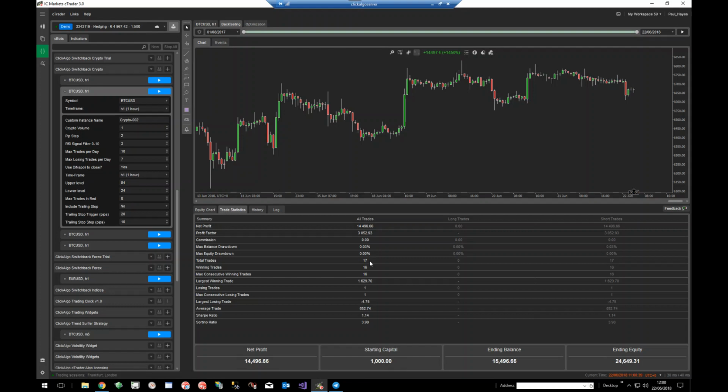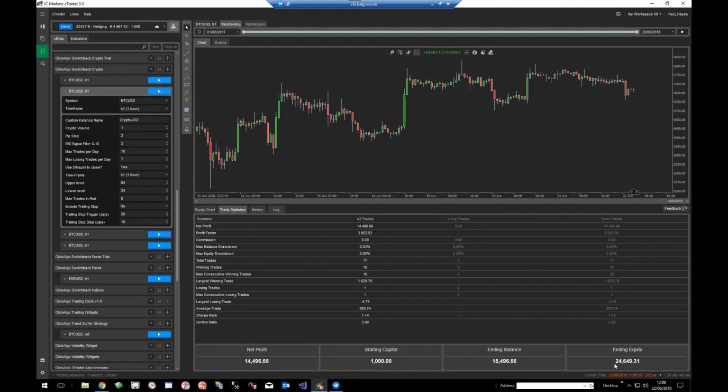£1,000 was turned into £24,649. Okay, so I'll start that again. The ending balance was £15,000, but there was £24,000 still open if you were to close. I'll explain that again here.